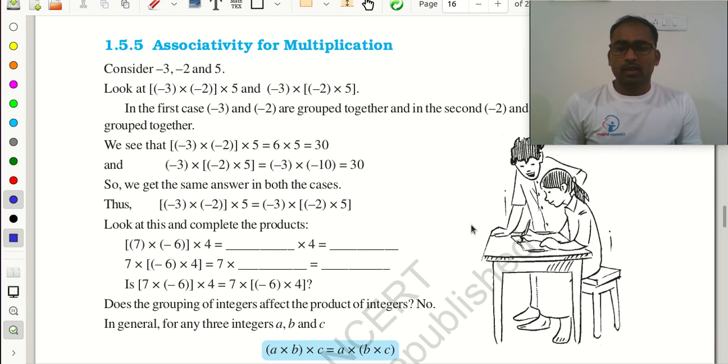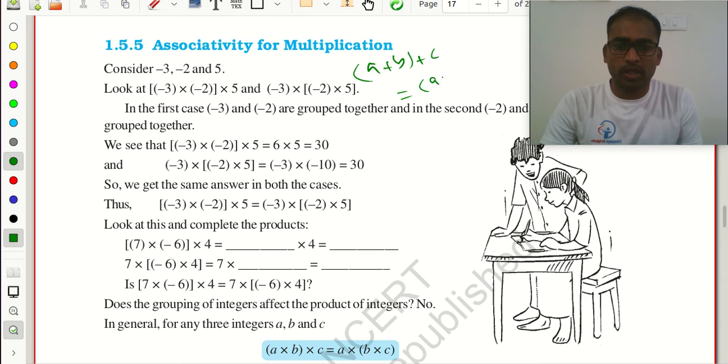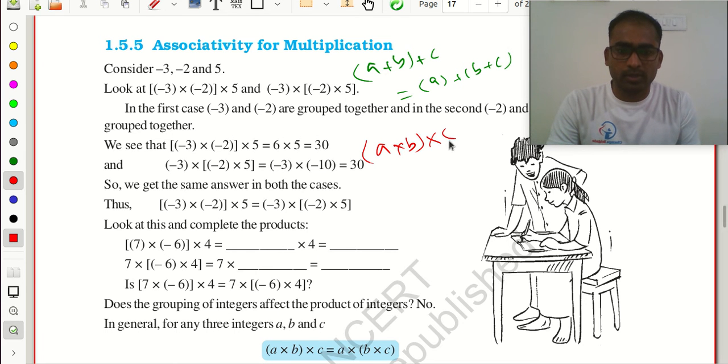And what is the associativity property? We discussed the associative property for addition and subtraction. Now we will learn the associative property for multiplication. In the addition, what I did for the associative property: a plus b plus c is equal to a plus b plus c grouped differently. So this is the associative property for addition. Now we are doing it for multiplication. You just put a multiplication instead of this plus. A multiplied with b into c is equal to a multiplied with b into c, grouped differently.